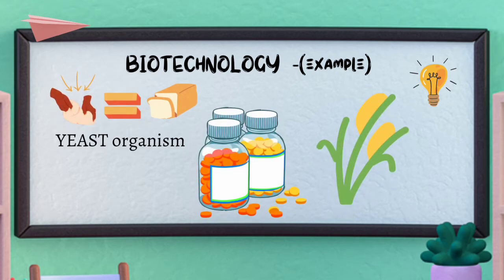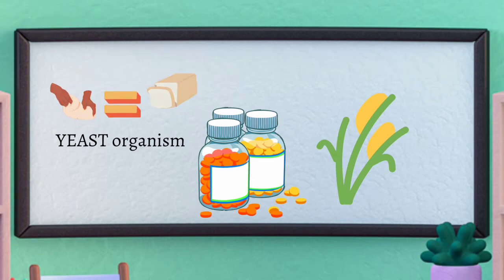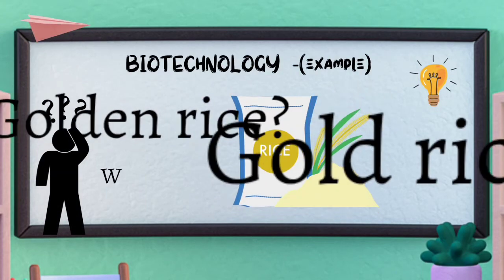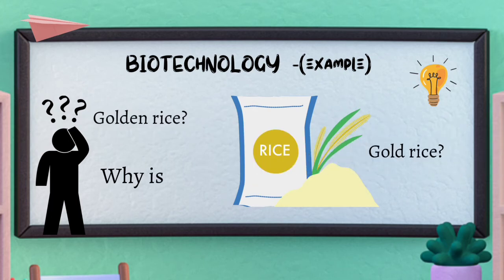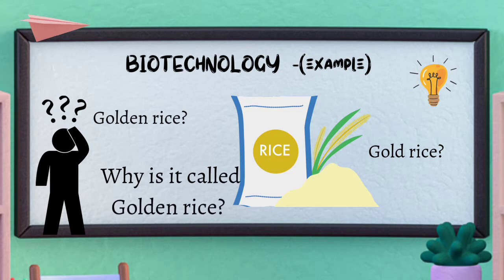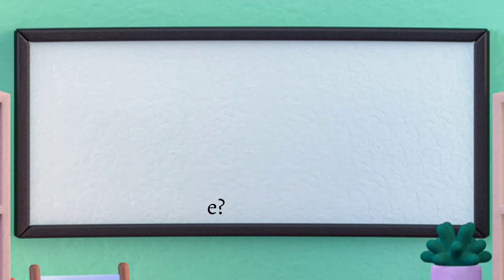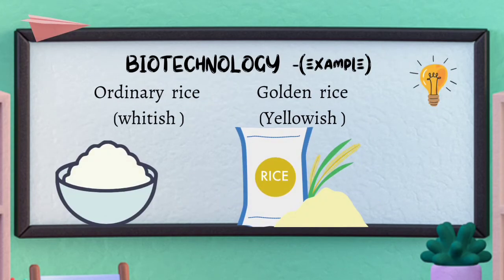Now, before we proceed to our next topic, let's give another example which turns something into more amazing with the help of biotechnology. Are you familiar with golden rice? Is this rice made of gold as the name implies? No, absolutely not. Then why is it called golden rice? Well, the rice we usually see is whitish in color. However, the golden rice we are talking about is the modified version, which is yellowish in color, hence it is called golden rice.